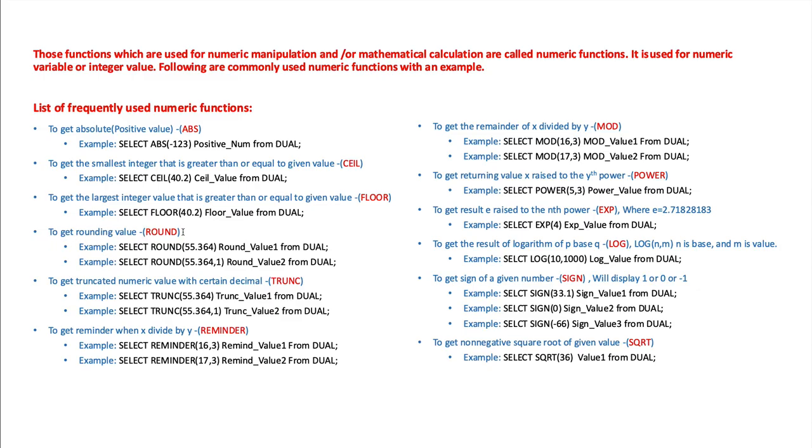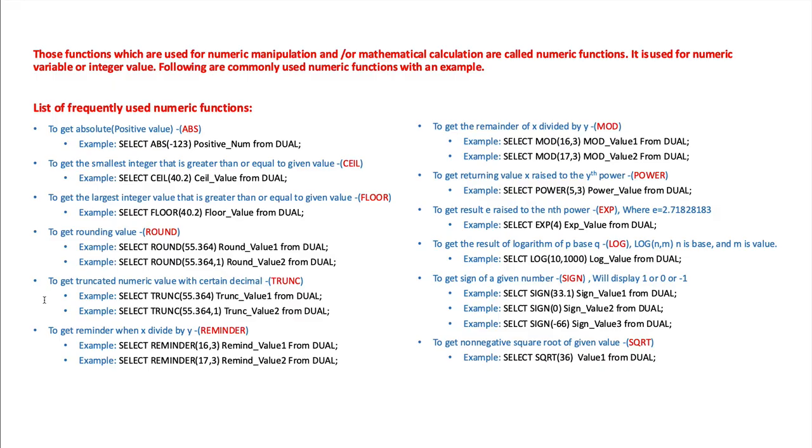The next function is the round function. To get a rounded value we use the round function. We have two examples here. The first one is select round 55.364 round value 1 from dual, and the second example is round 55.364 comma 1. That means we are trying to get the rounded value up to 1 decimal point. In the first example we will observe the rounded value only 55. In the second example we will get the value 55.4.